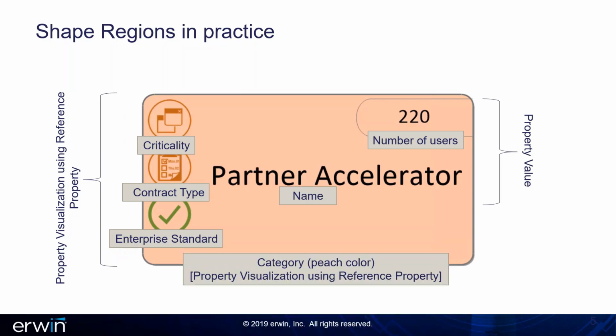And the last one is category, which happens to be peach. And that's a property visualization using reference property as well. So depending on the category chosen, we have a different color.